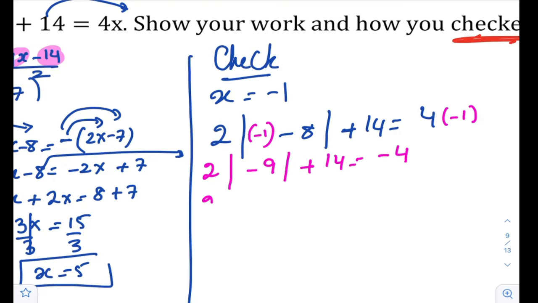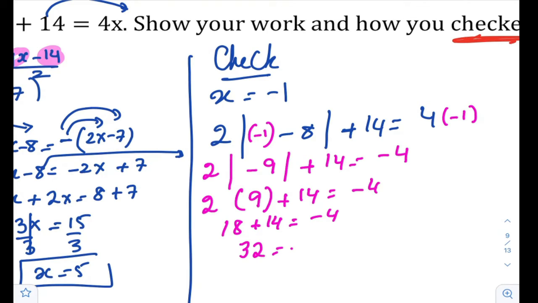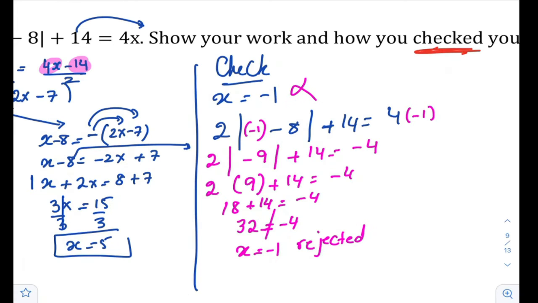1, which is negative 4. 2 times the absolute value of negative 9 is 9, plus 14 is equal to minus 4. And that means 18 plus 14 is equal to minus 4. 32 is equal to minus 4, which is wrong, definitely. So that means this is not a possible solution. This is rejected. So x equals minus 1 will be rejected, will not be taken as a solution. However, we were expecting that.